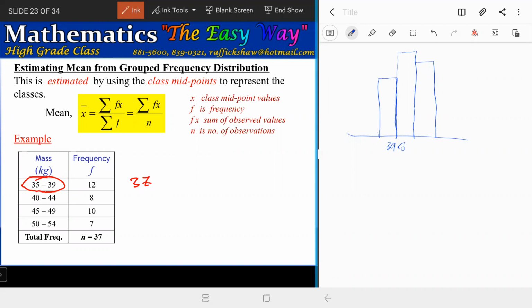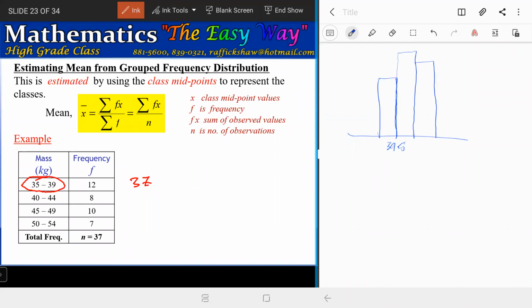But maybe all of them measure more than 37, or maybe all of them measure less than 37. Maybe more measure more than 37 than less than 37. Maybe none of them actually measure 37. But in order to estimate the mean, we're going to assume that all 12 balls measure 37, which is the midpoint value.